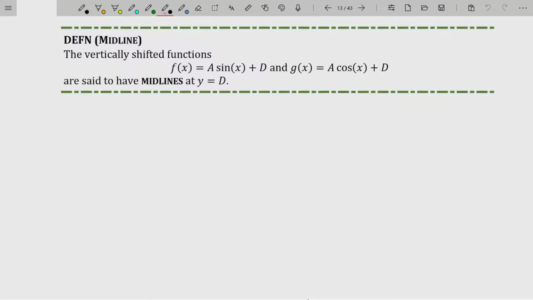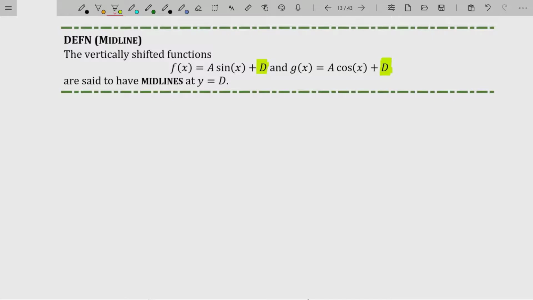Midline is a part of a piece of conversation or a definition that we use within trigonometry because it helps us graph. So the vertically shifted functions f of x equals a sine of x plus d and g of x, which is equal to a cosine of x plus d, are said to have midlines at y equals d. Now you should remember from previous work that d is just a vertical shift. It lifts things up or lowers things by d units. We called it k in the past, but in trig, I just call it d.